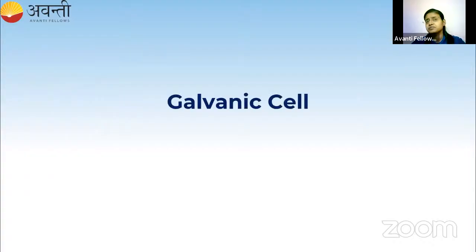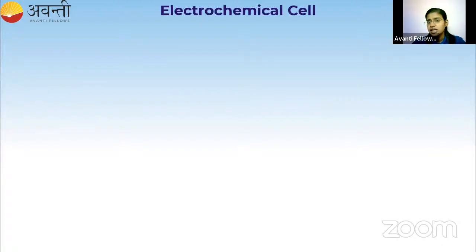A galvanic cell is a type of electrochemical cell. I'll come to the types later. First of all, I'll give you the definition for an electrochemical cell. Then later on, I will go to the galvanic cell and we will see in detail how the Daniel galvanic cell works.